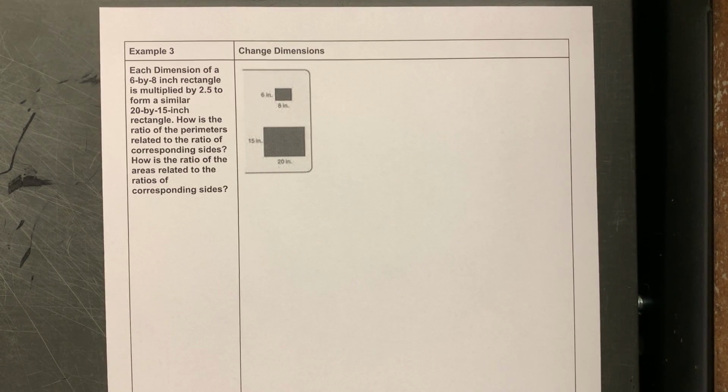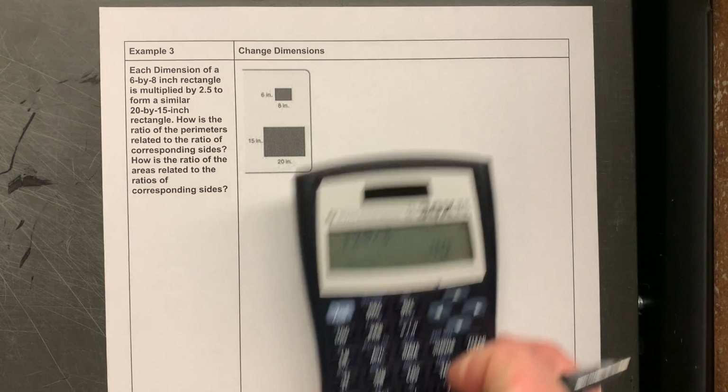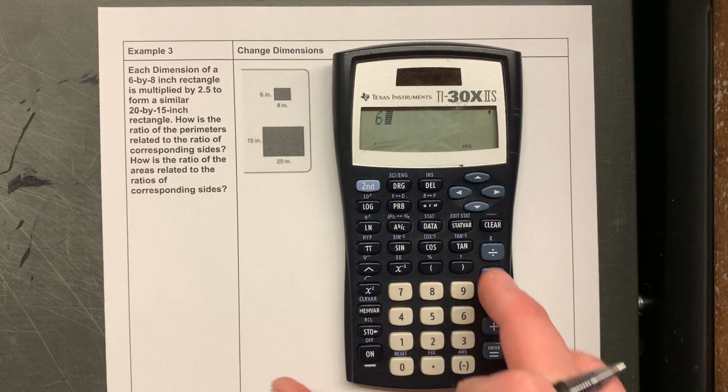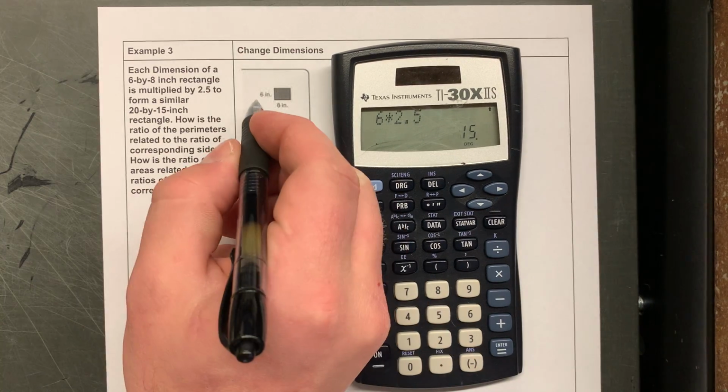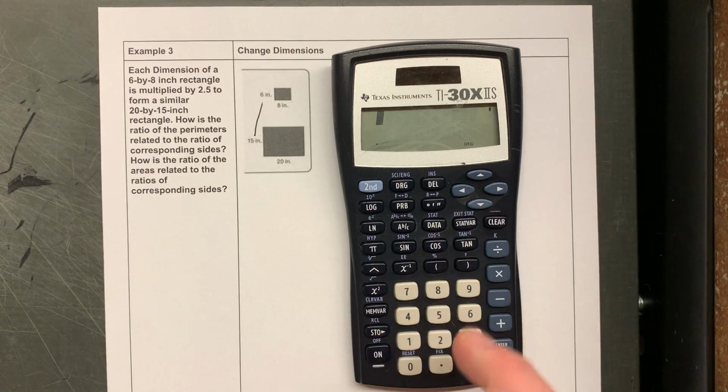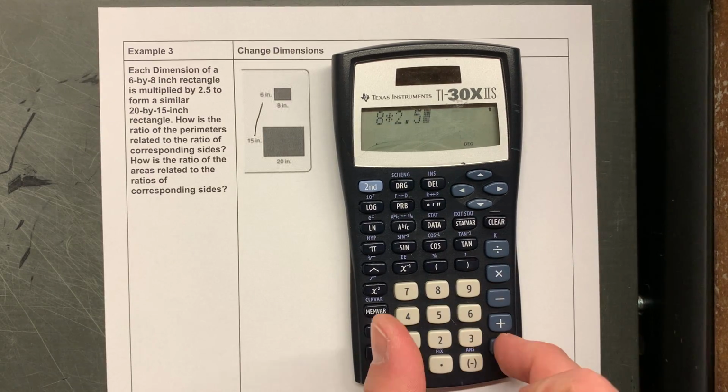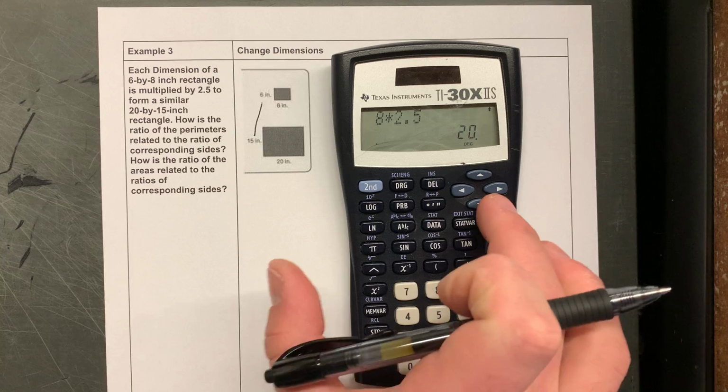If you flip the page to example number 3 on the backside, we're working with similar rectangles. We have a 6 by 8 inch rectangle and a 15 by 20 inch rectangle. And they've been multiplied by 2.5 to form similar shapes. Okay? Just to show everyone, if I have 6 times 2.5, I get 15. So that's why these are connected. If I do 8 times 2.5, I get 20. So they're similar.